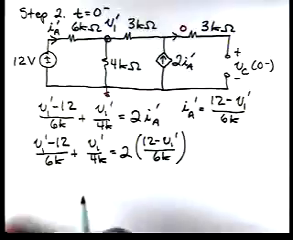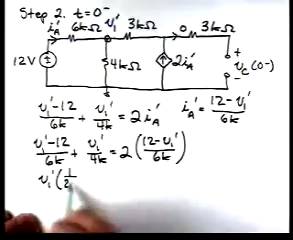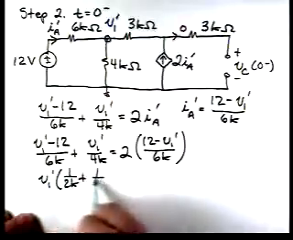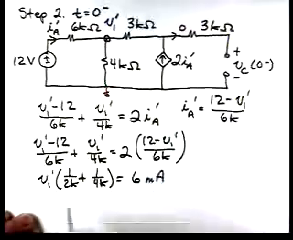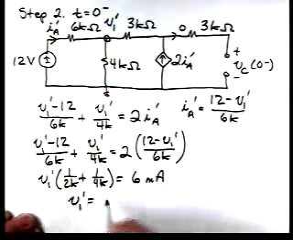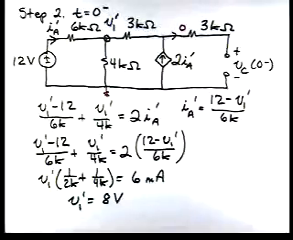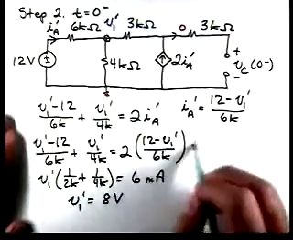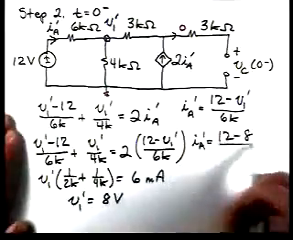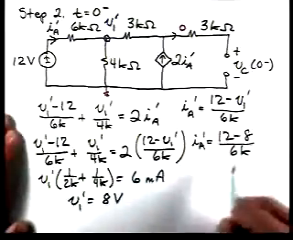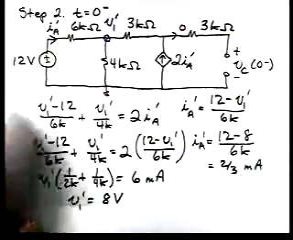And if we rearrange terms, we can get V1 prime times 1 over 2K plus 1 over 4K is equal to 6 milliamps. And we can solve for V1 prime is equal to 8 volts. Now we can solve for IA prime. We have 12 minus 8 over 6K. So this is 2/3 of a milliamp.